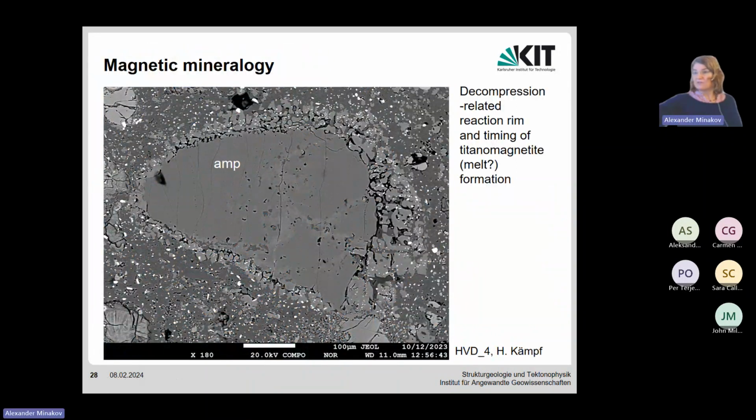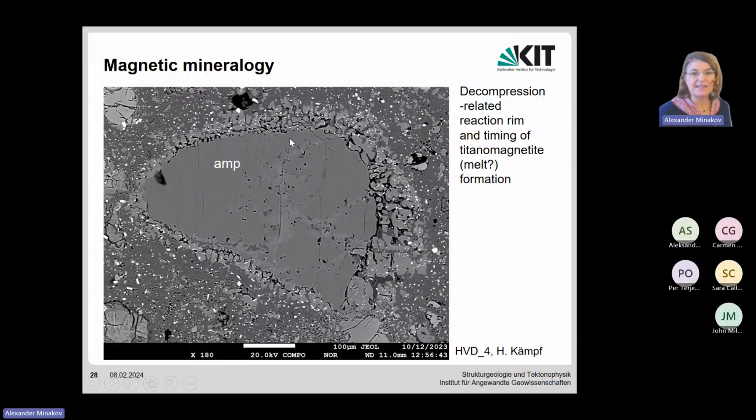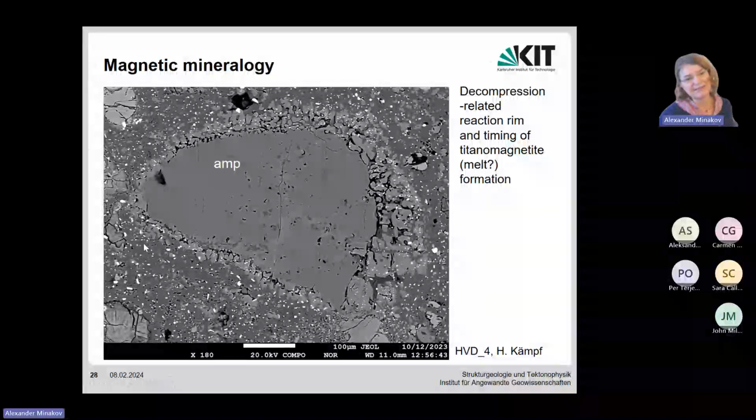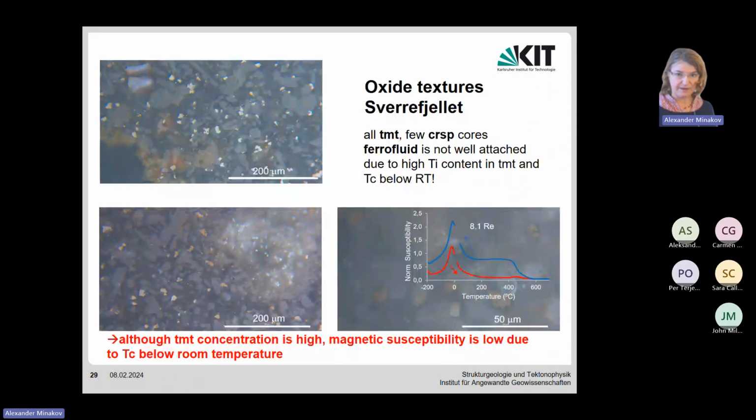And so this is from you, Horst. Actually, you have sent it to me, and here it's a backscattered electron image, and here you also see these titanomagnetite, yeah, and it seems to look like the decomposition here of this amphibole creates the melt, or is related to some melt formation, and then you have all these titanomagnetites.